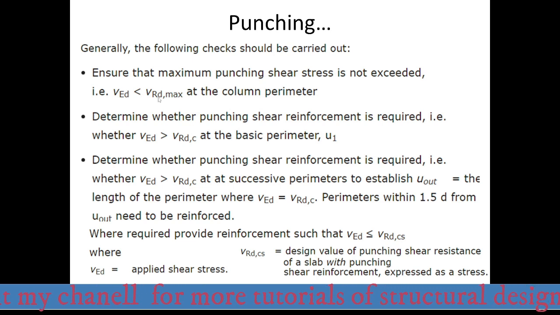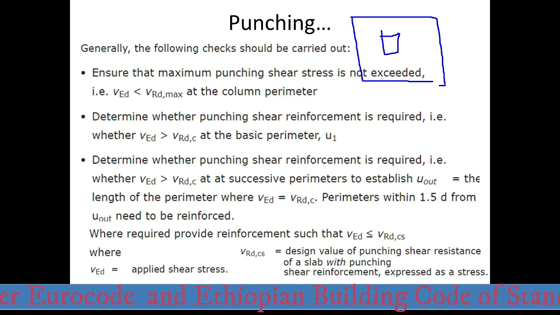That means VED must be less than the maximum shear resistance of the concrete at the column perimeter. Suppose here this is a slab and here this is a column. So the punching shear around the perimeter of the column should not exceed the maximum shear resistance of the concrete at this location. VED is the shear stress developed at the periphery of the column, and VRD,max is the maximum shear resistance of the concrete.